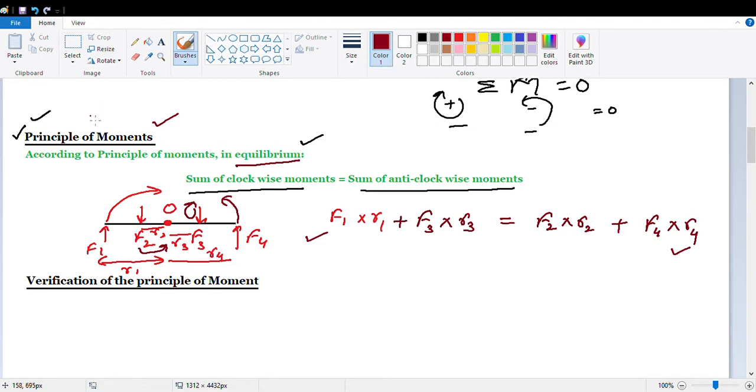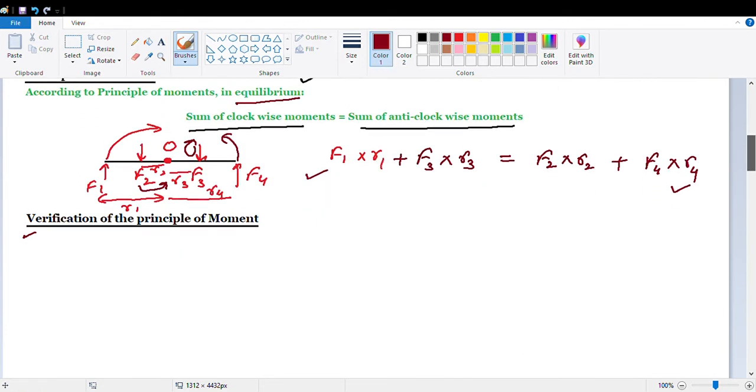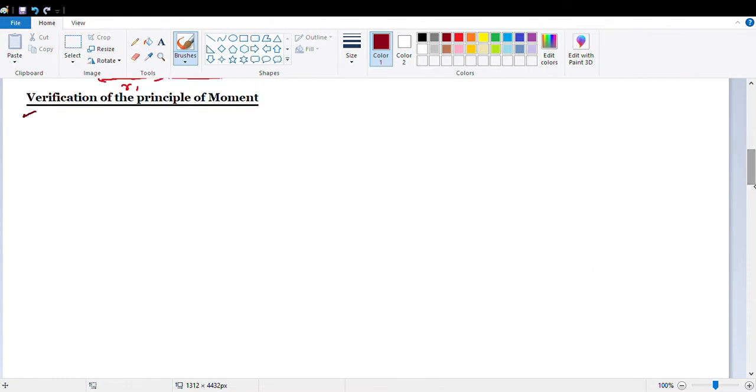Now if this principle is given, there is its proof as well. So let us understand its proof, that is the verification of the principle of moments. For that you need to take a strong thread. Just tie this strong thread with the help of a rigid support. Now one end is fixed with the rigid support, the other end you need to fix on a uniform scale of uniform length and mass. Suppose this is the scale. Now you have to tie this scale at its center.